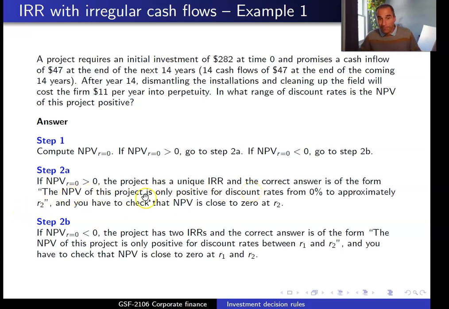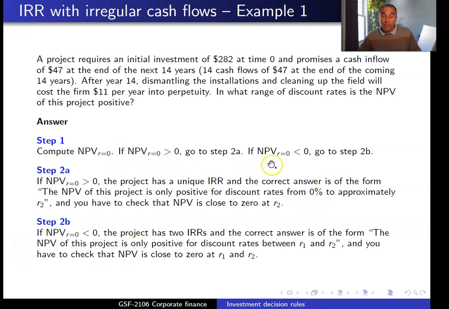If the NPV is greater than 0, the project has a unique IRR, which means that the correct solution takes the form: the NPV of this project is only positive for discount rates between 0 and something, where you have to verify that the second rate mentioned gives an NPV close to 0, or closer to 0 than all the other solutions, starting with suggesting an interval from 0 to whatever.